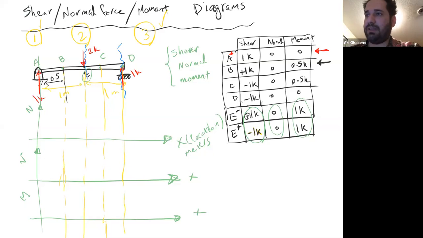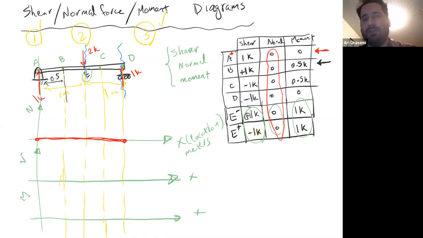So let's do that. If I plot that, let's first do N, the easiest one. N is always 0, regardless. So your normal force is always 0, regardless of where you are, right? So look at the table, the middle column, the normal force is 0. So I get a plot like that.